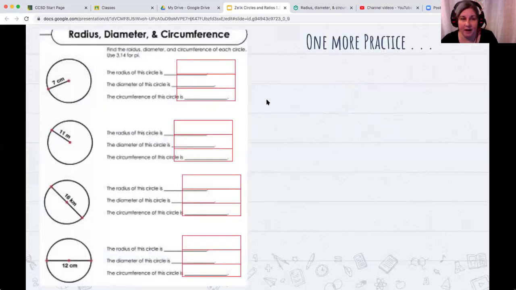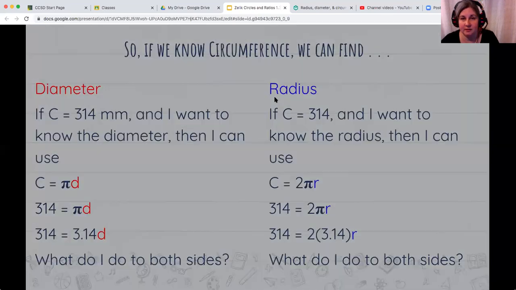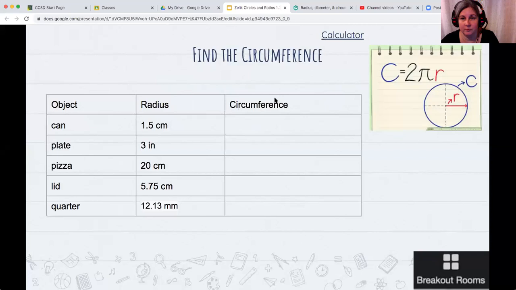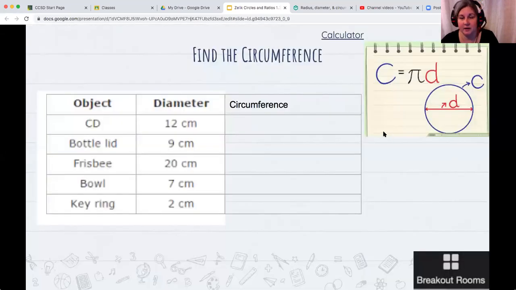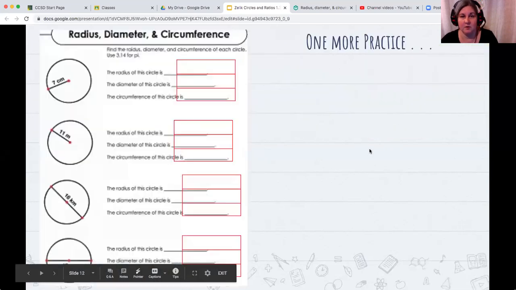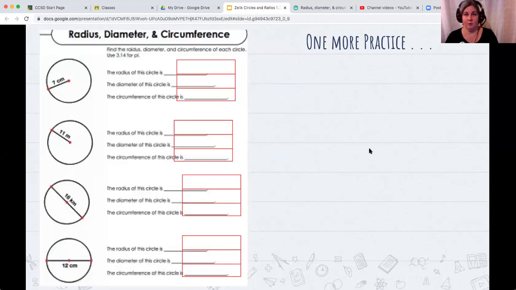And then one more practice: identify the radius of each circle, the diameter of each circle, and the circumference of each circle. And remember to use the formulas from the previous pages, like from here or here, depending on the topic. So if you can get to this part, that will help us make up for some of the things that maybe got missed today.